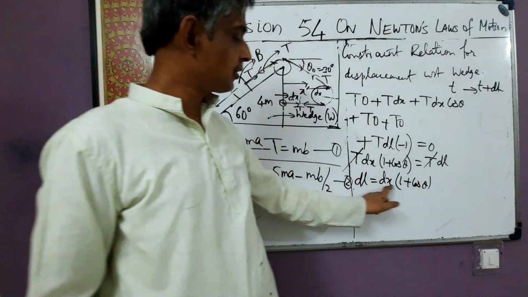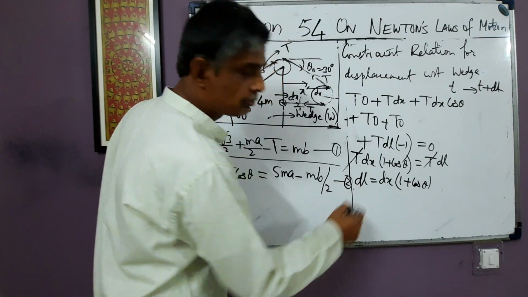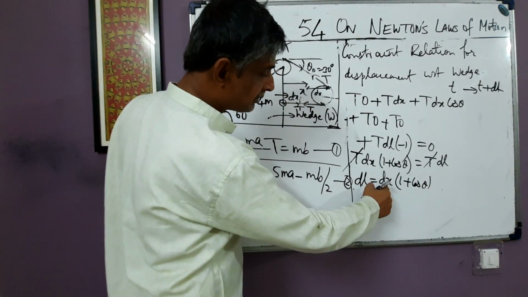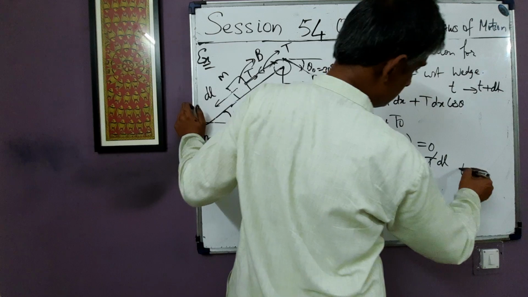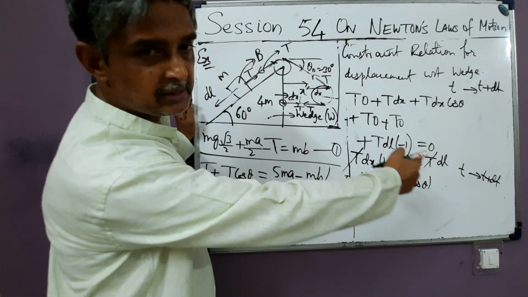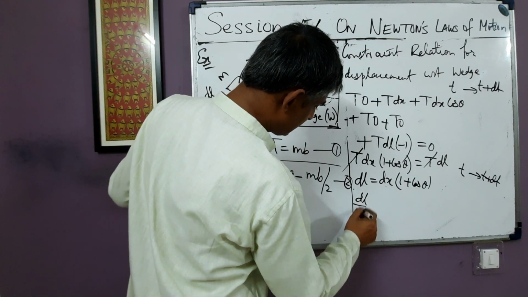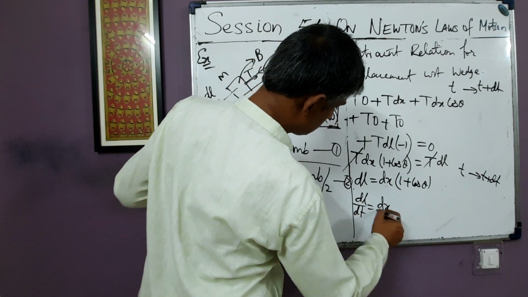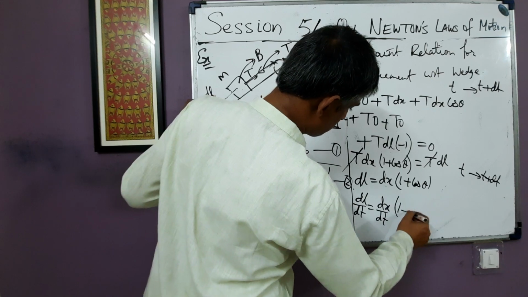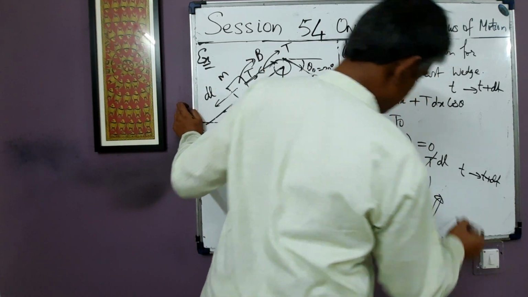So this is the constraint relation for displacement at some arbitrary instant. Now this displacement is in time t to t plus dt. What time? T to t plus dt. In t to t plus dt, the time which has passed by is dt. If we divide both sides with dt, dl by dt becomes dx by dt into 1 plus cos theta.